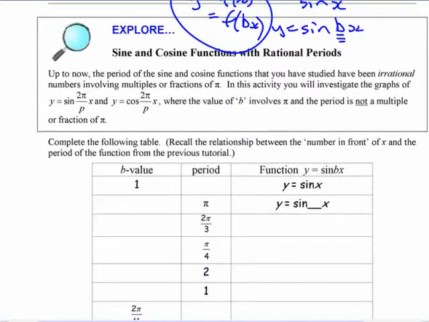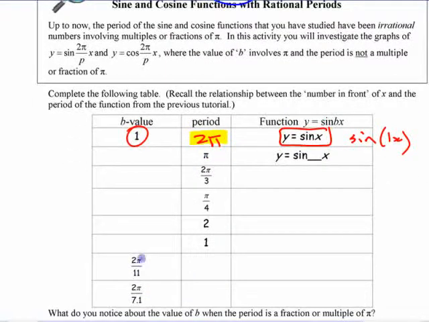Applied to this now, if you have just the usual thing here, sine x, or of course you could write it as sine of 1x, the period is just 2 pi, right? That's our starting point. You really have to think of this as the starting point for the period. Sort of that's the usual period. And then anything else is changed relative to that.